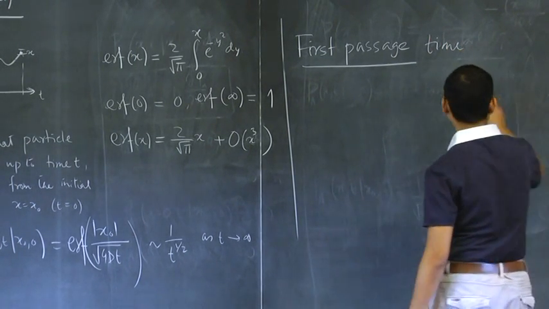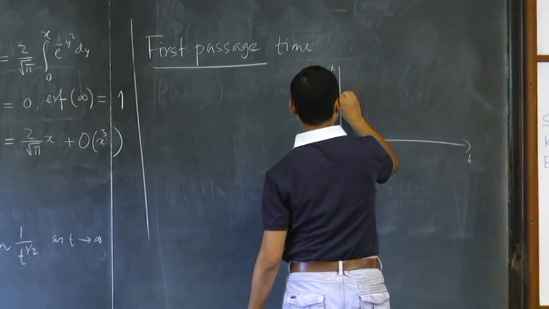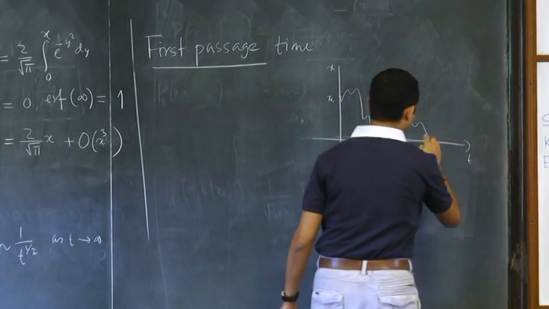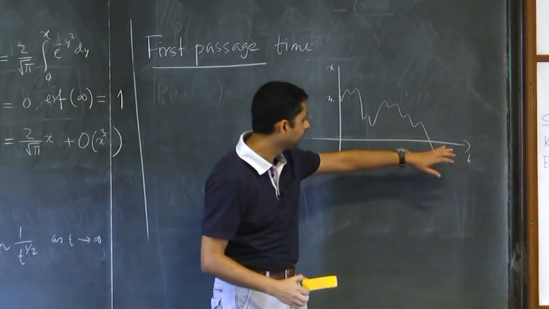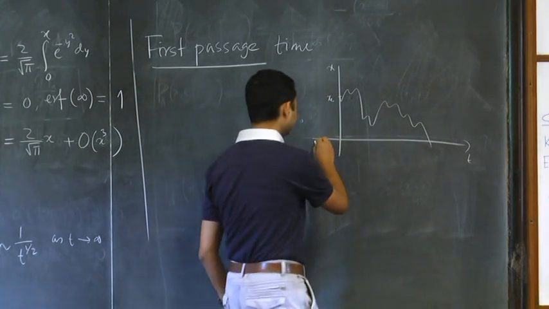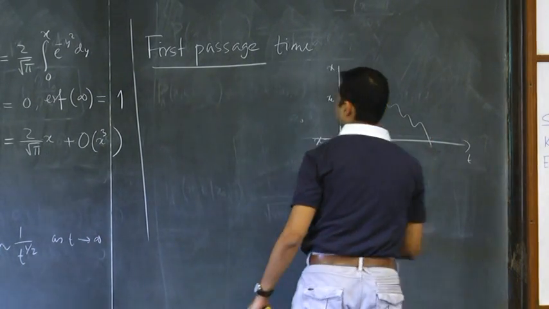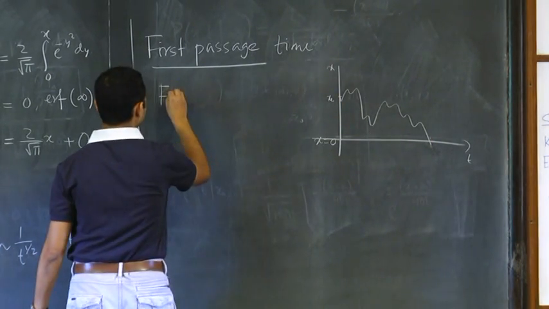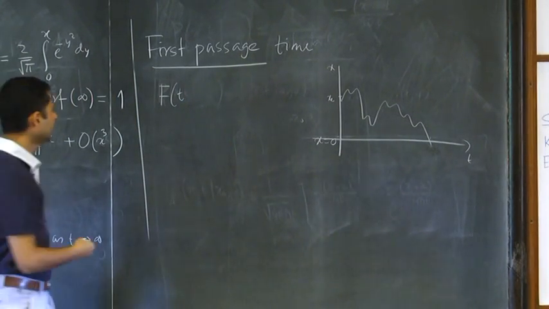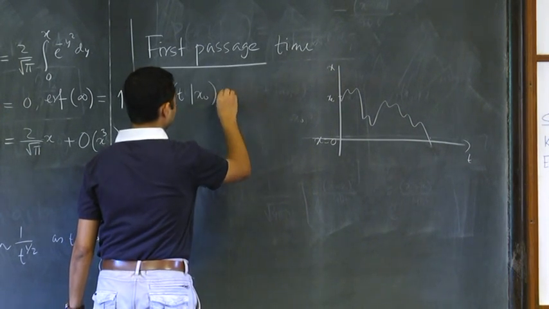So you ask, if you start from some point x0, when is the first time this thing crosses the origin, right? So this is x equal to 0 again. So f, this is now a probability density in time given x0, dt.